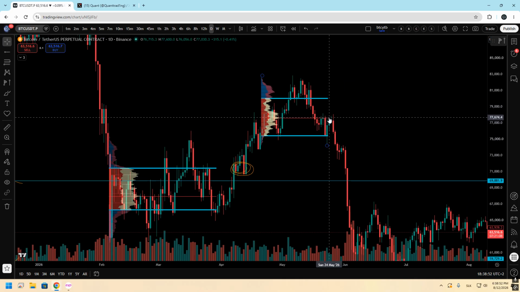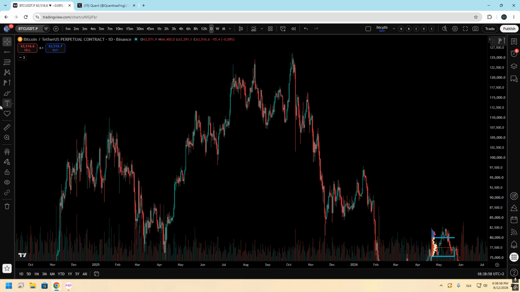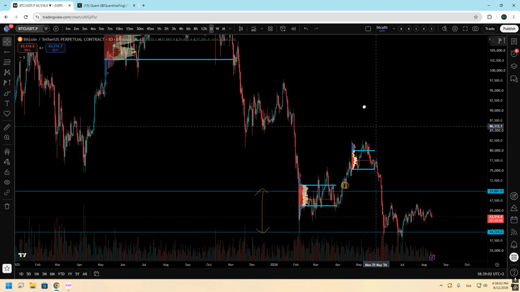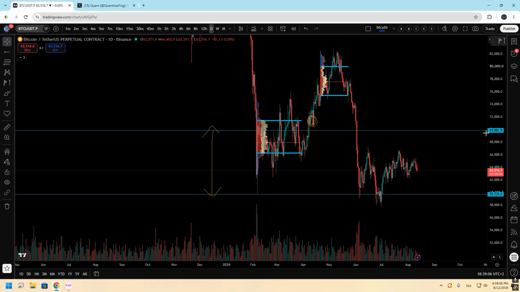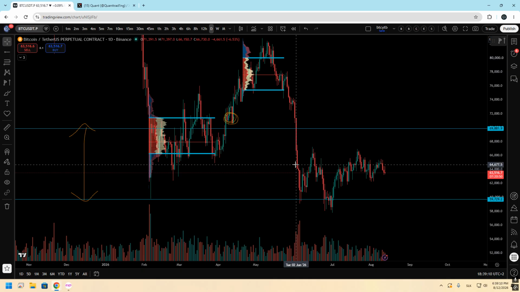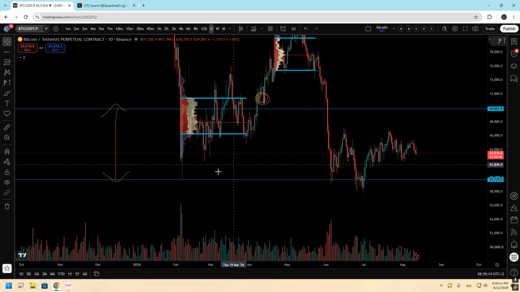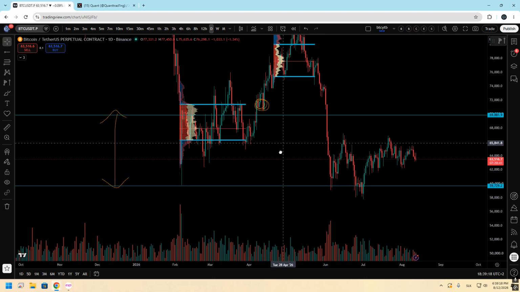We got that last kiss from the point of control, and we started dropping like in previous example, like here from point of control, and we started dropping aggressively. Here was the value area low. We accepted below, so the trend continued, but here we fixed the 3 lows and we did visual SFP.